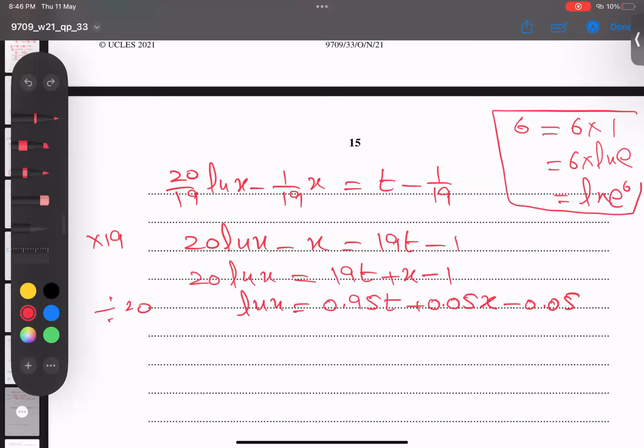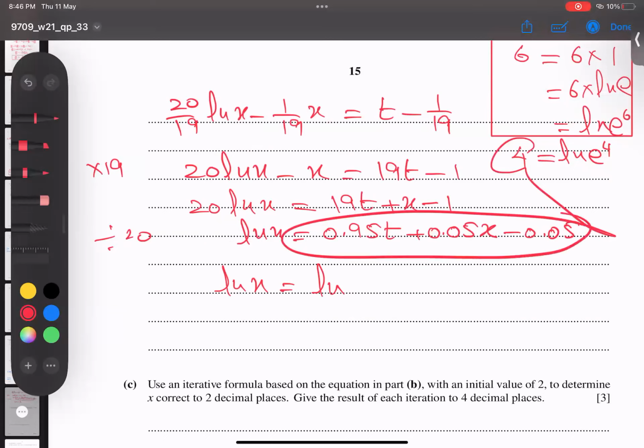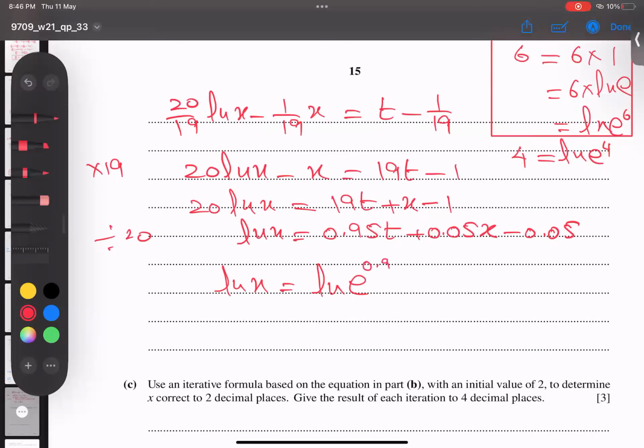If you don't believe me, you can check in the calculator. It means if I say that I have 4, I can write ln e to the power 4. If you type the right-hand side, it will give you the left side. It means if I have any number, for example, this, 4, how do I write ln e to the power 4? So I'm writing ln e to the power 0.95t plus 0.05x minus 0.05. Now I can cancel log from both sides.